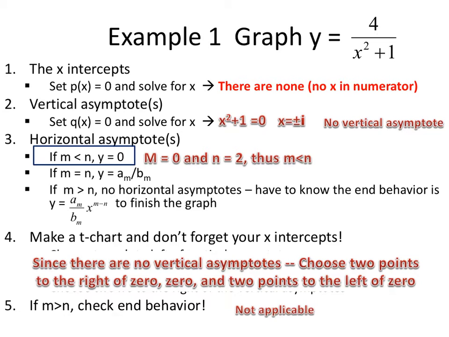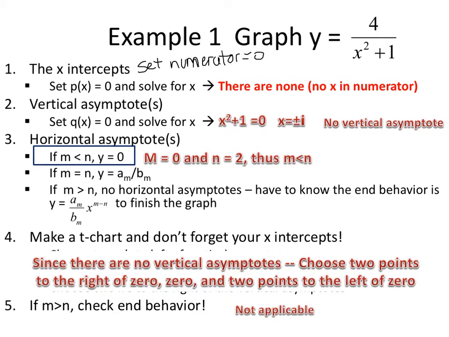So first off, step 1 is to find the x-intercepts. In order to do the x-intercepts, you basically set the numerator equal to 0, and then you solve for x. Well, in this case, our numerator, 4, does not have an x, so that doesn't do us any good. So that means that there are no x-intercepts because we don't have an x to solve for in the numerator.